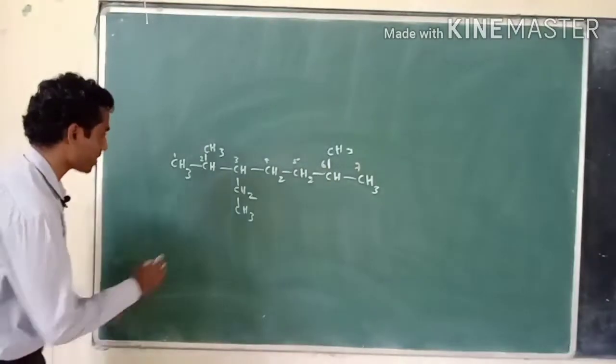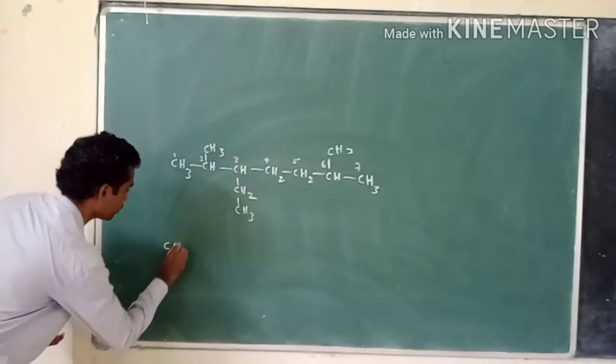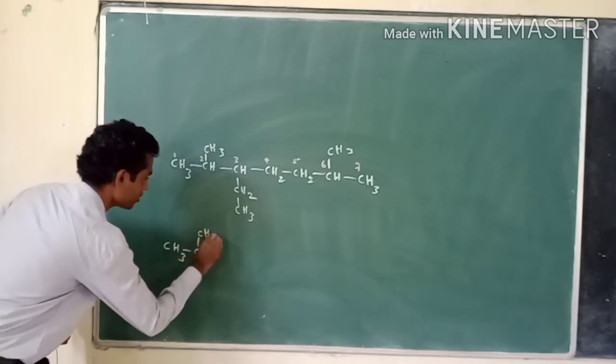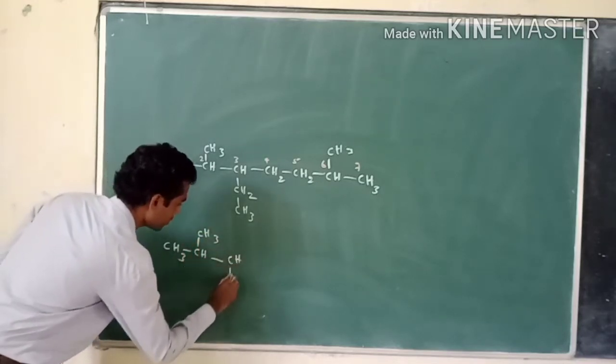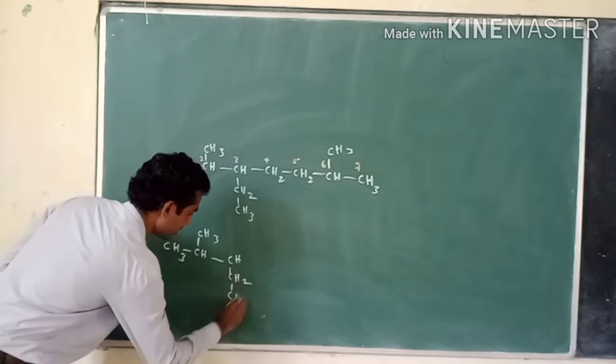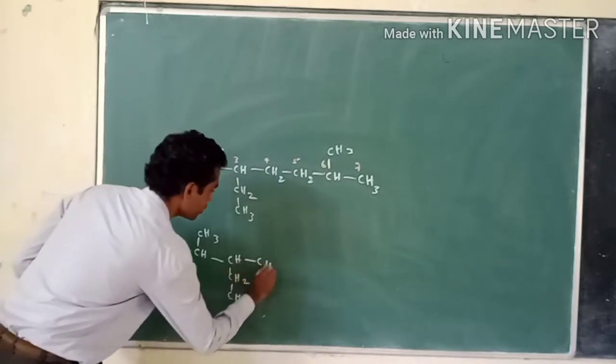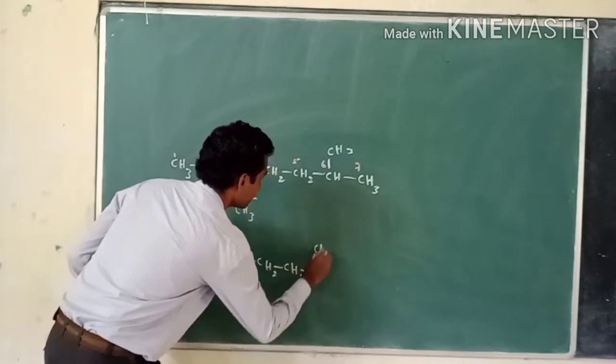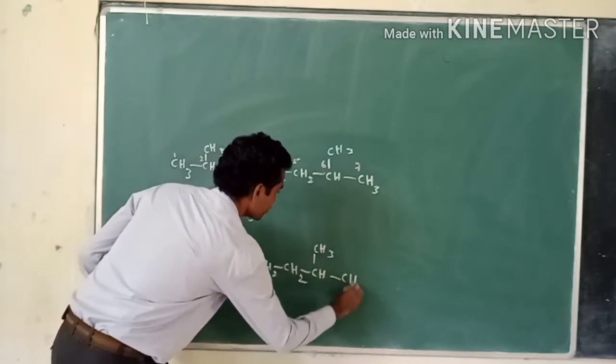So another one is, I am going to write the molecule here: CH, CH3, CH, CH2, CH3, CH2, CH2, CH, CH3, CH3.